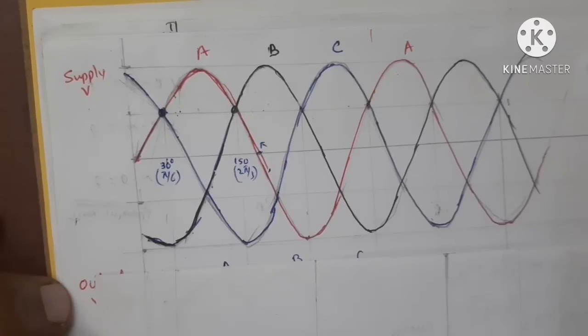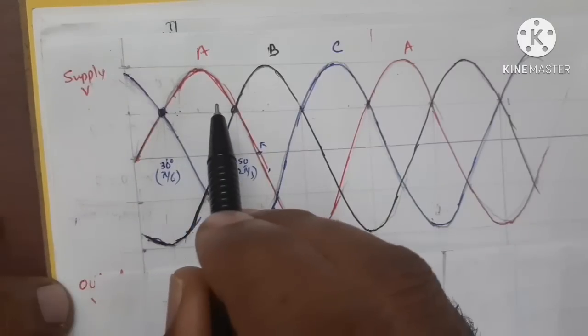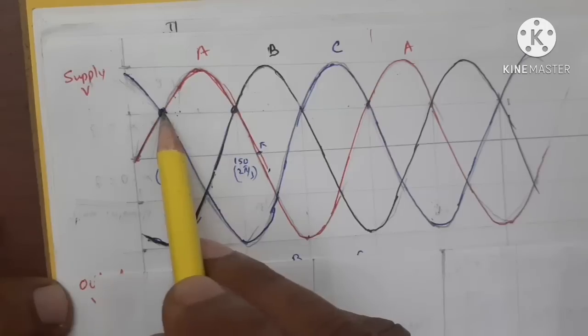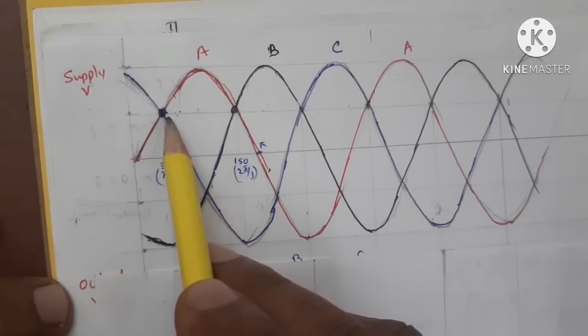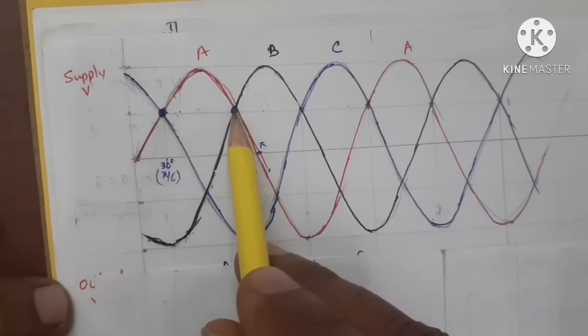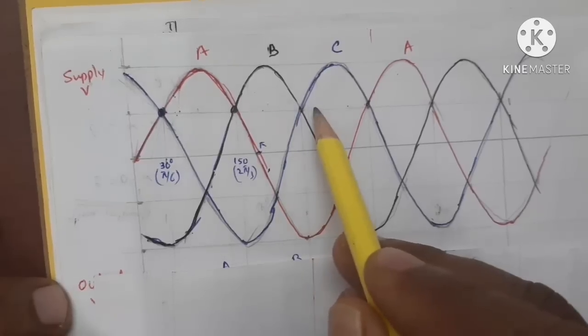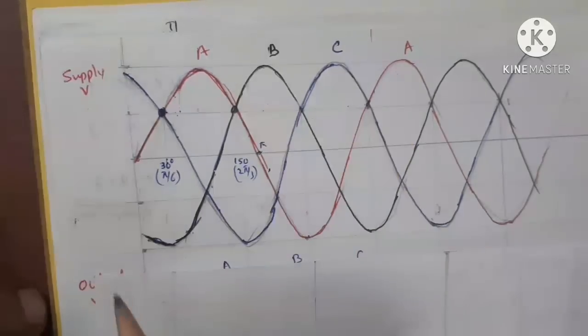Now if you are having some alpha, then T1 conducts from 30 plus alpha to 150 plus alpha. If alpha is 0, it is conducting 120-degree conduction angle. So 30 to 150. If you are having a particular value of alpha, it will be conducting from 30 plus alpha to 150 plus alpha. The second thyristor will be conducting from 150 plus alpha to 270 plus alpha. Third thyristor T3 will be conducting from 270 plus alpha to 390 plus alpha. So each SCR is supposed to conduct for 120 degrees.